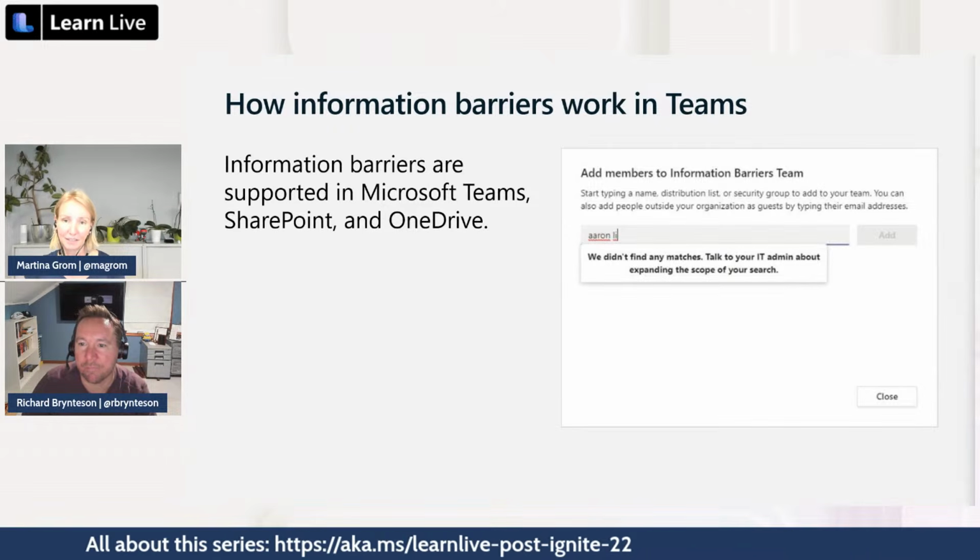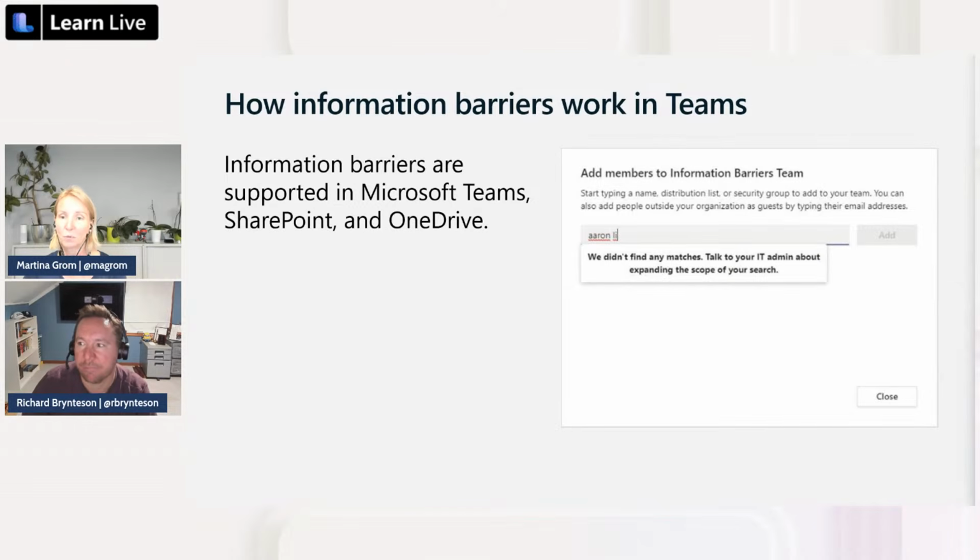Or if they had a chat, they will not be able to chat with each other after the information barrier policy is in place. Also, think about if you add members to a team. Whenever you add a member to a team, the user policy will be re-evaluated and the information barrier policy will be applied to the team member.